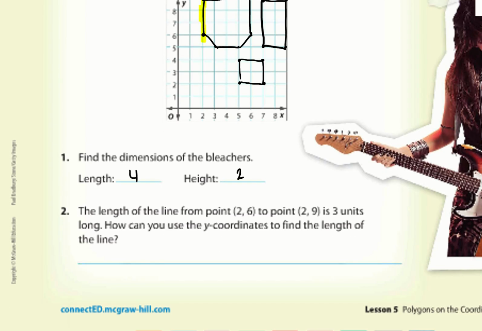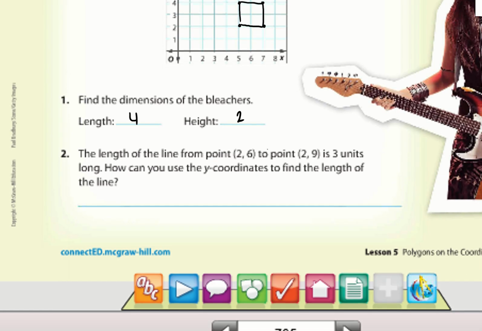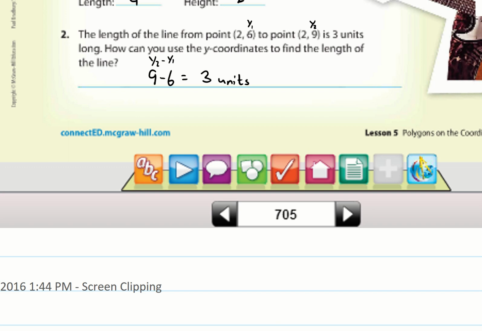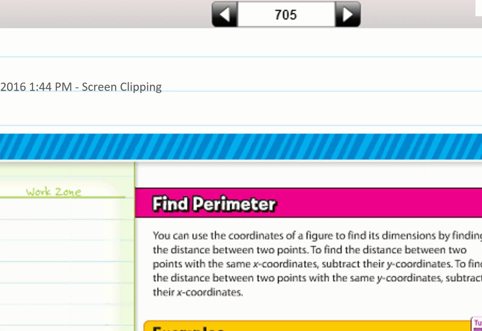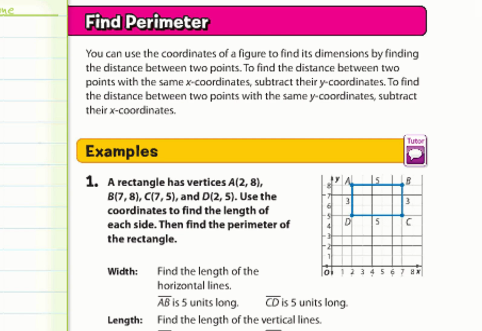How can you use the y-coordinates to find the length of the line? Well, if I look at the y-coordinates, we have 6 and 9. I notice my x-coordinates are the same. In order to get it to be 3 units long, I can take my y2 and subtract my y1 to get 3 units. So it's y2 minus y1. I subtracted the 6 from the 9. So 9 minus 6.